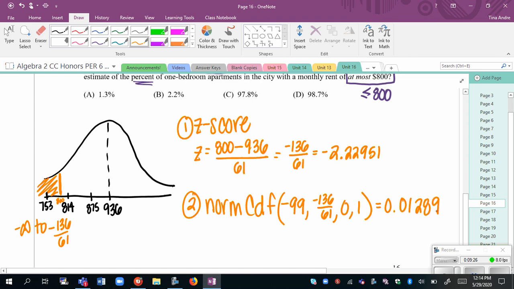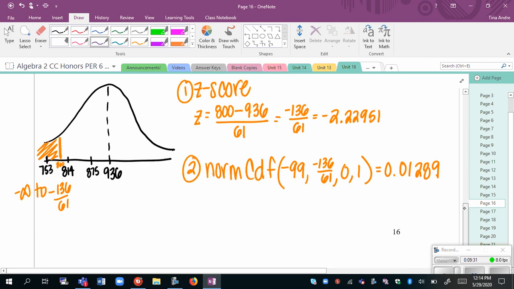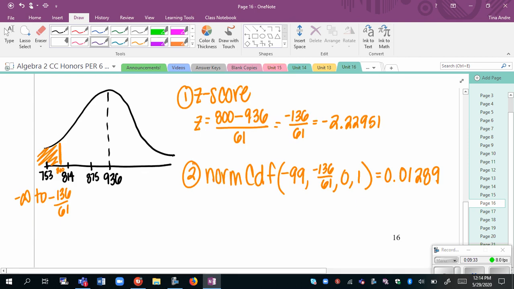I got 0.01289. We want to find the percent of people. So this is the probability of being $800 or less. The percent, not percent of people, but the percent of 1-bedroom apartments would be times that probability by 100. So we end up with 1.289%. So 1.289% of apartments are going to be $800 or less a month.